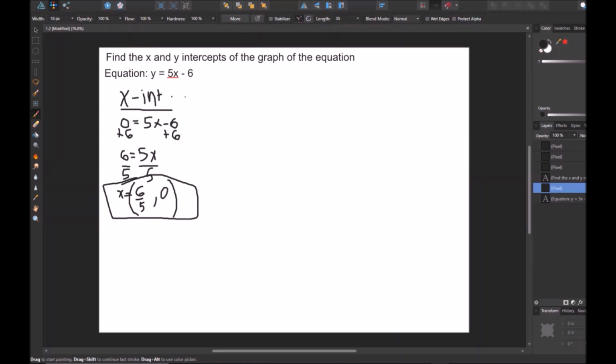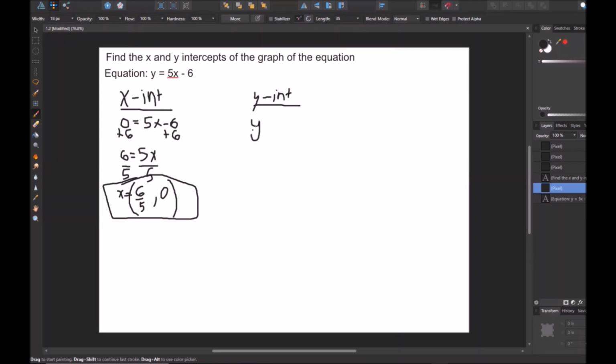Similarly, for our y-intercept, we're going to do the same thing, except we're going to change which variable is going to be 0. Now, instead of y being 0, we're going to plug in 0 for x, because that's how the y-intercept works. And when we solve for y, we're going to find what the y value is when the x value is 0, which is our y-intercept.